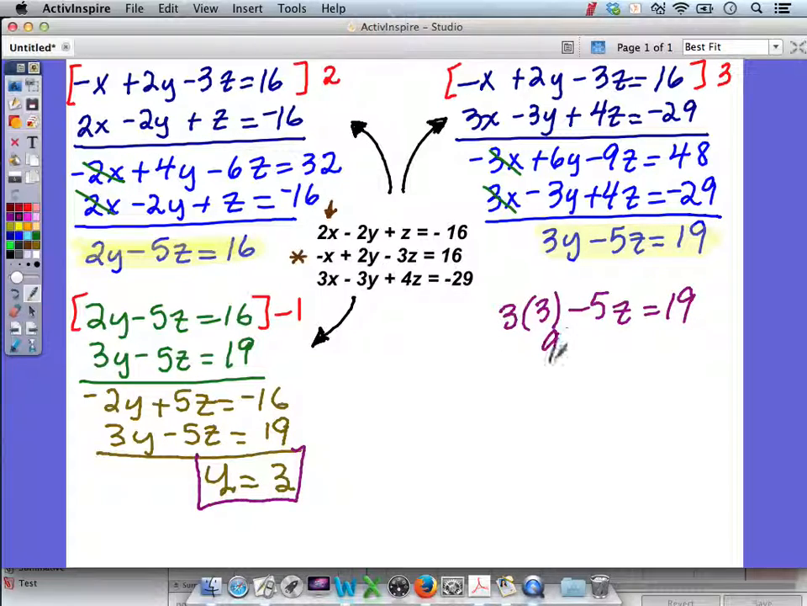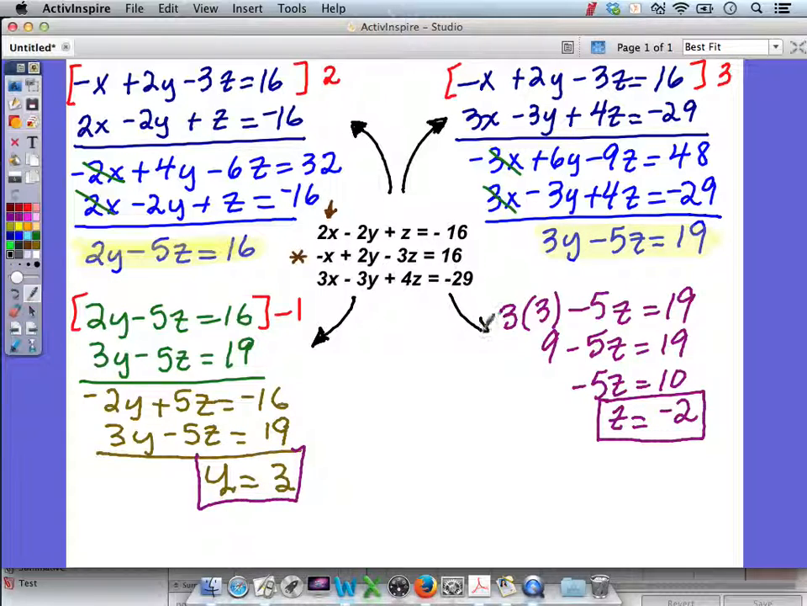So when I saw that, 9 minus 5z is 19, negative 5z, subtracting 9 from both sides is 10, dividing by negative 5, so z is negative 2. So now I have y and I have z. So I've gone over here and I've called this my sub area, my subways, the place where I do all my substitution.